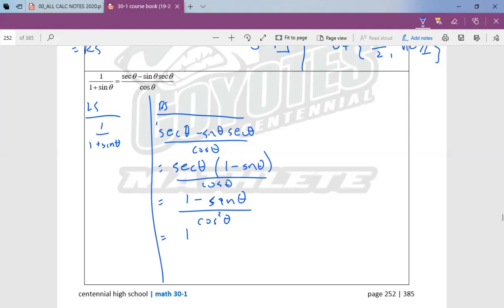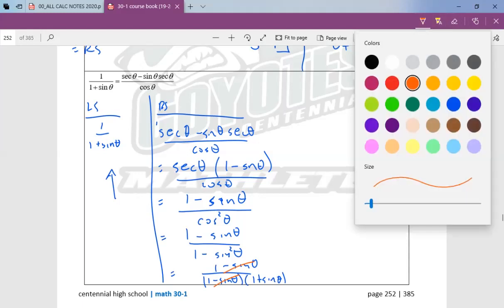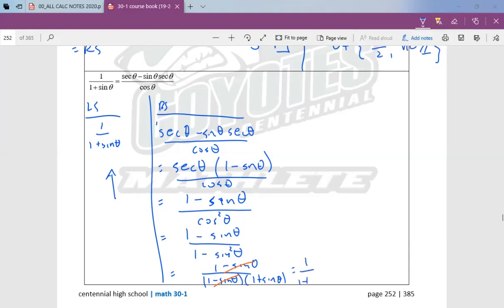And now, you see, cos squared is 1 minus sine squared. Keeping an eye on what this is, 1 minus sine theta times 1 plus sine theta. So factoring it into its conjugates, that's going to divide away. And then that's equal to 1 over 1 plus sine theta, which equals the left side. Therefore, left side equals right side. QED.